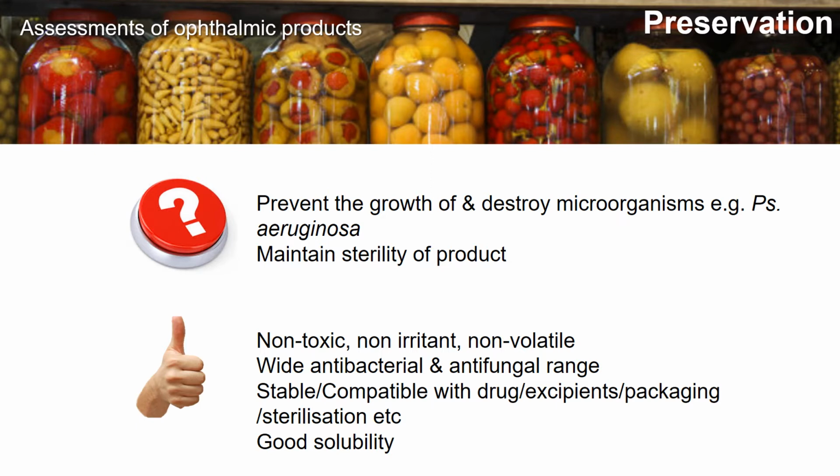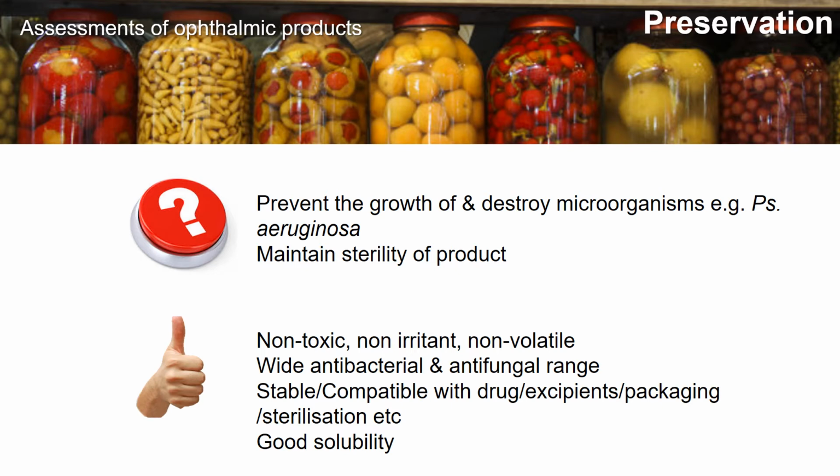Another important aspect in formulating ophthalmic products is preservation. It is very vital, as the addition of preservative can help to prevent the growth of and destroy microorganisms such as Pseudomonas aeruginosa. This then could maintain the sterility of products.